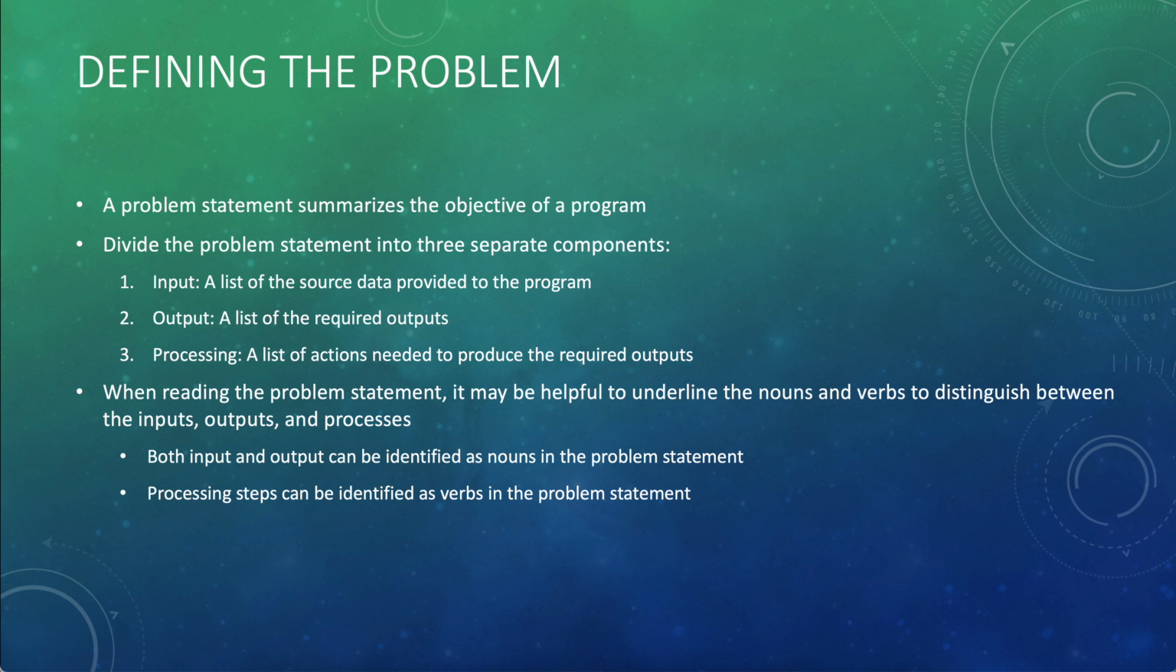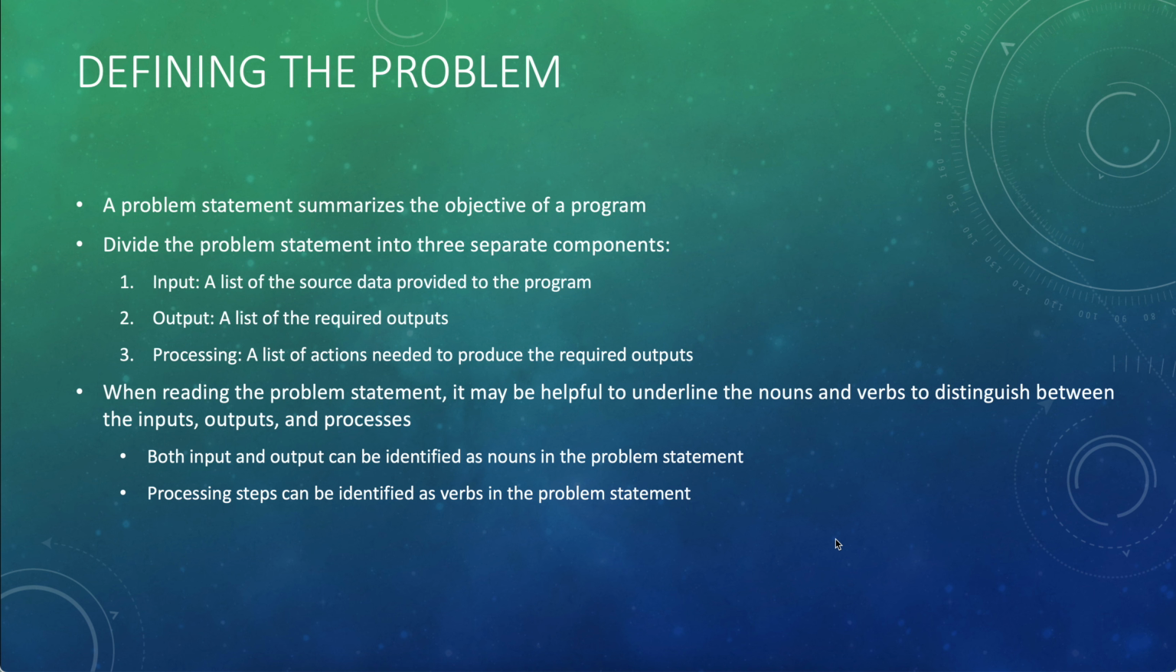Third is processing. The processing steps are actions. So instead of items, we're looking at actions now. So what should the program do with the input to produce the required outputs? Again, with our cake analogy, the actions or the processing would be things like, I have to put all the ingredients into a mixing bowl.